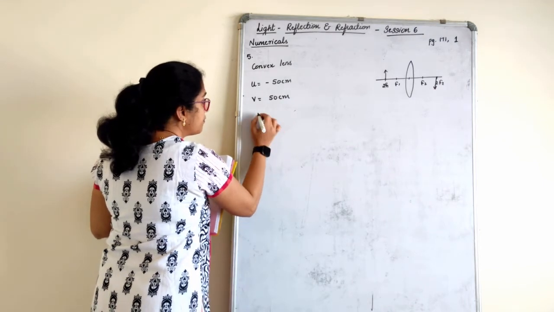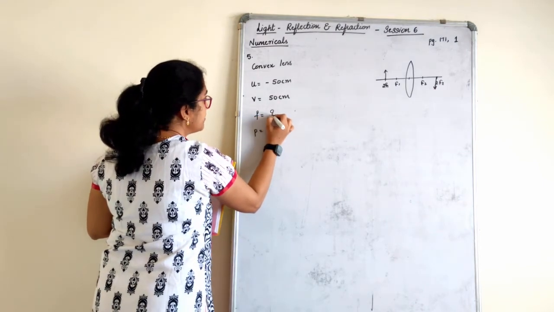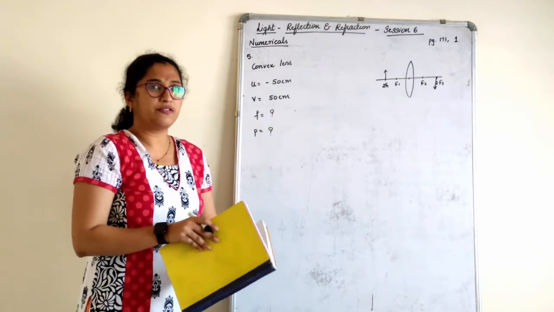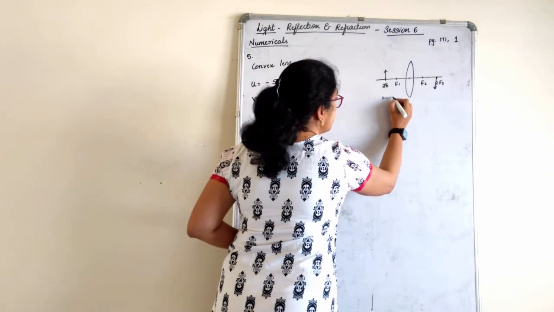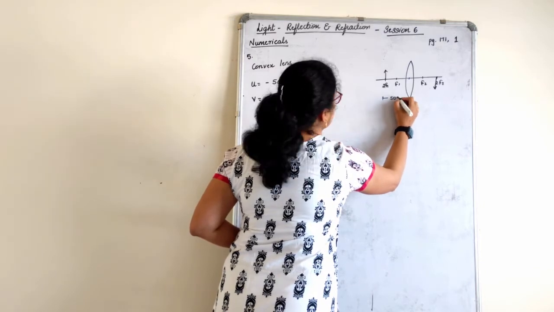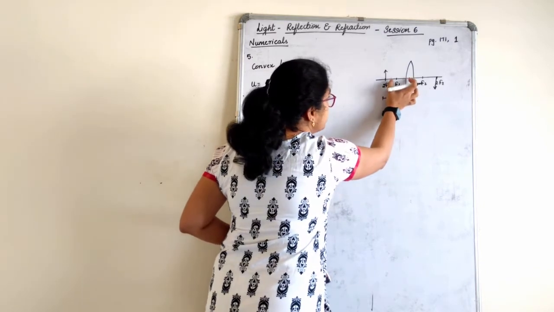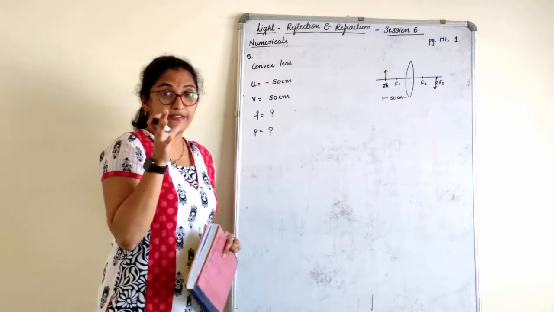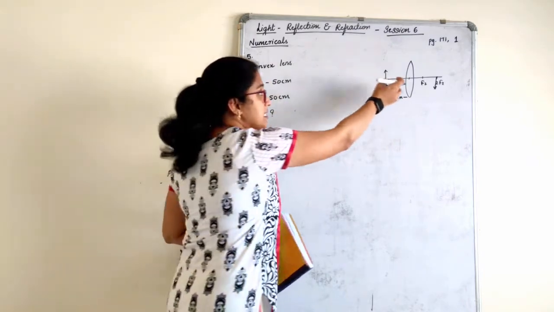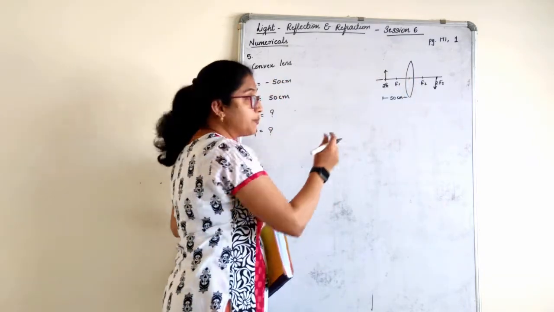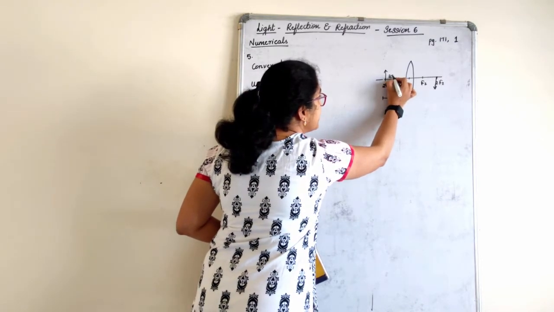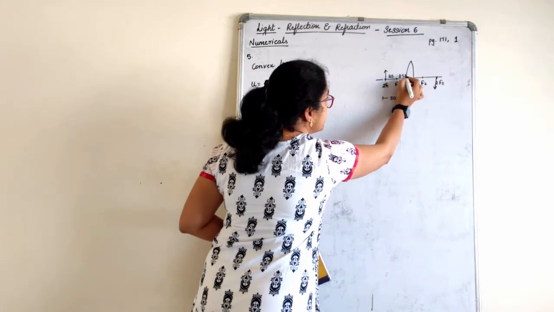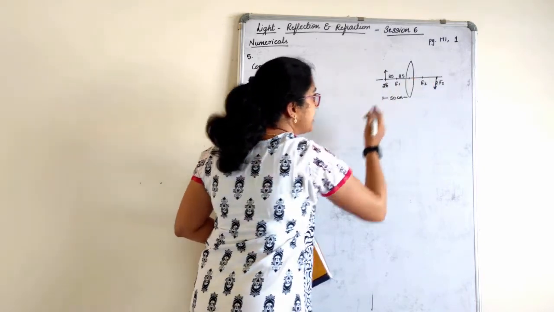To find the power of the lens, I need to find the focal length. Can I tell you the focal length orally? Imagine that this distance is 50 centimeter. From here it is 2f, double it. We always consider half and the full here. If this whole is 50 centimeter, how much will this be? 25 centimeter, 25 centimeter. Right? Same thing here, 25 and 25.